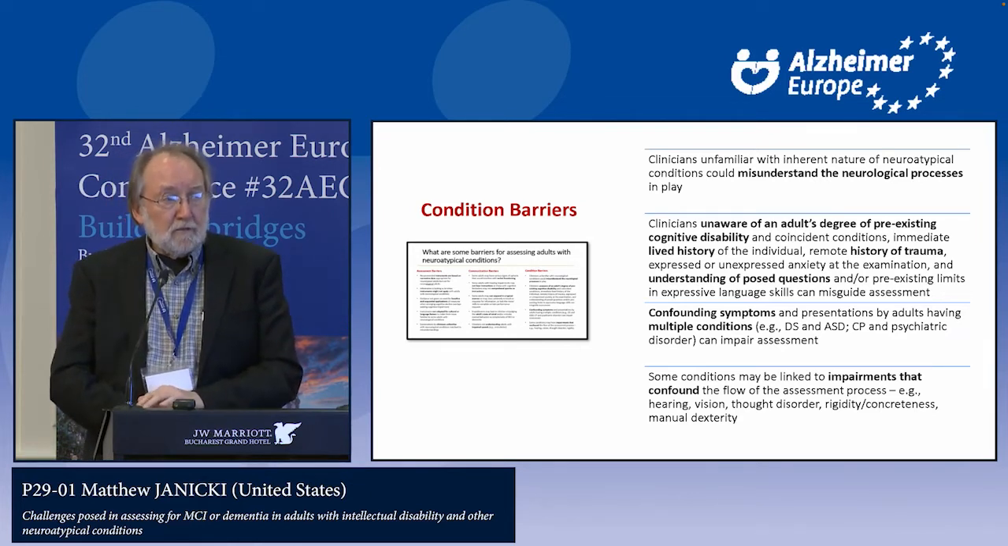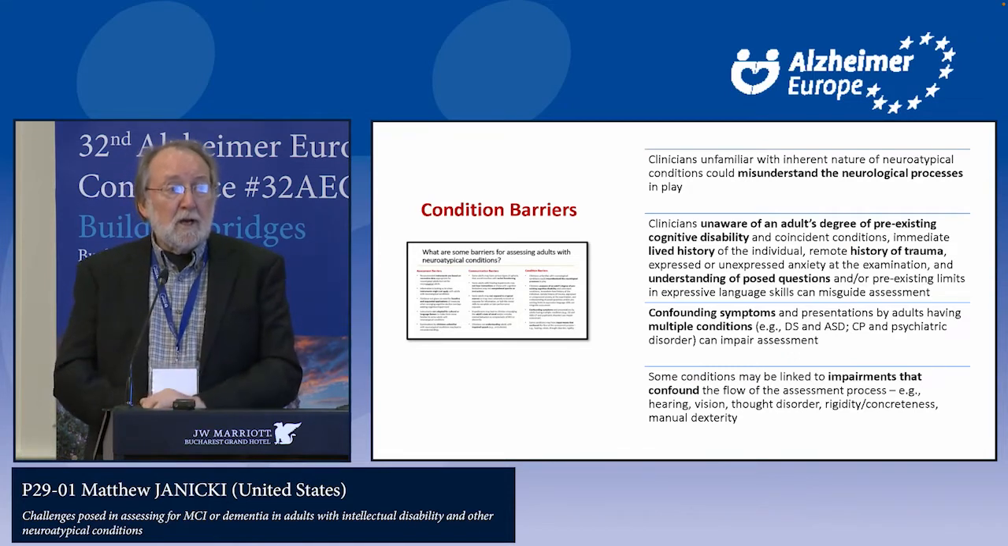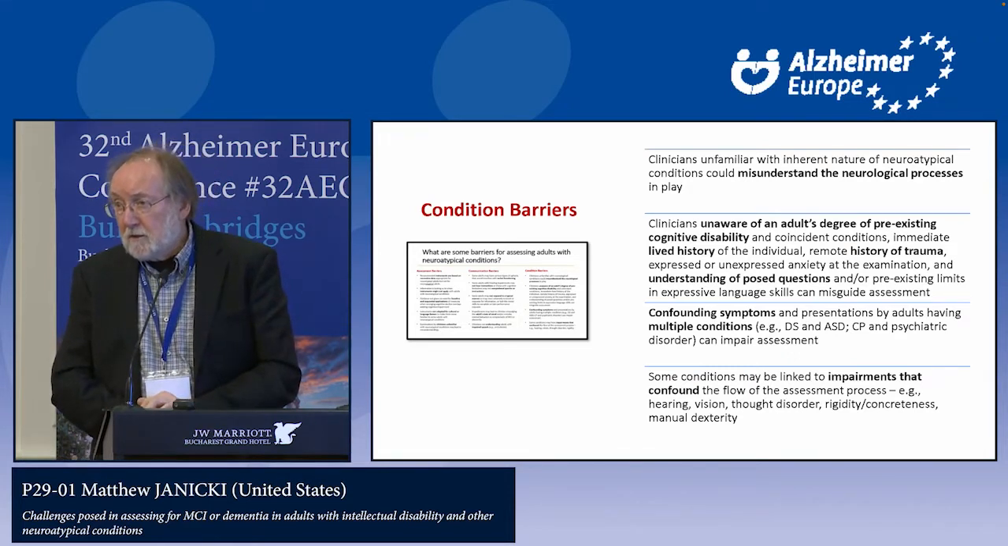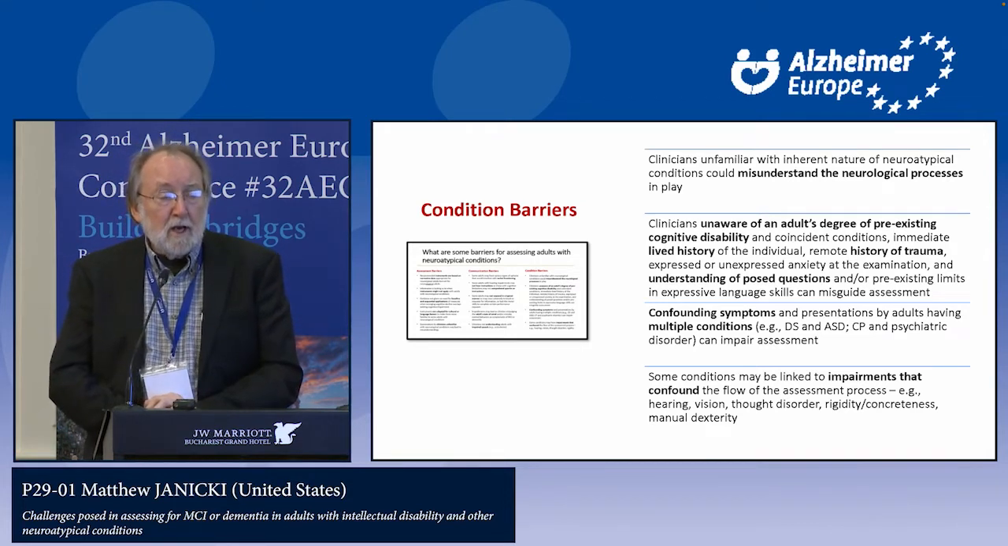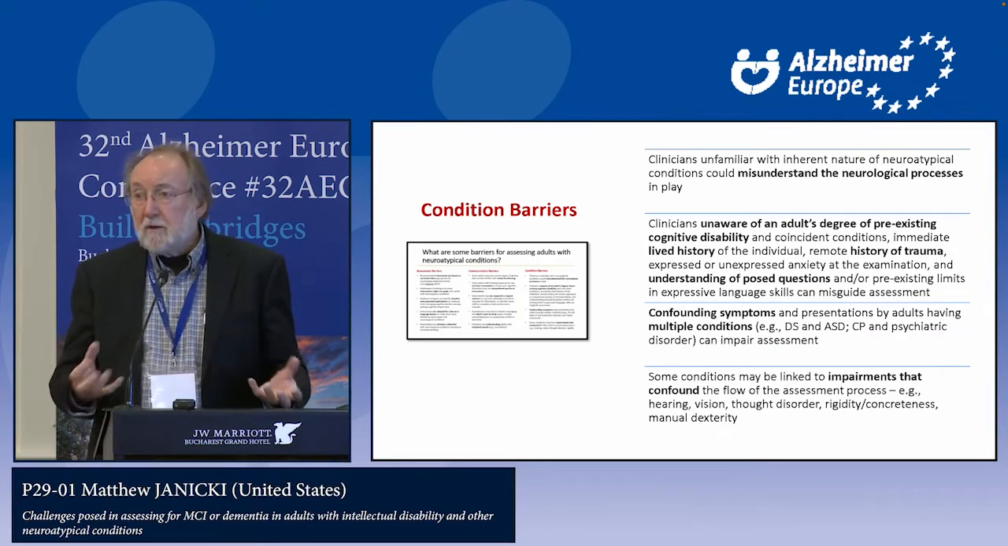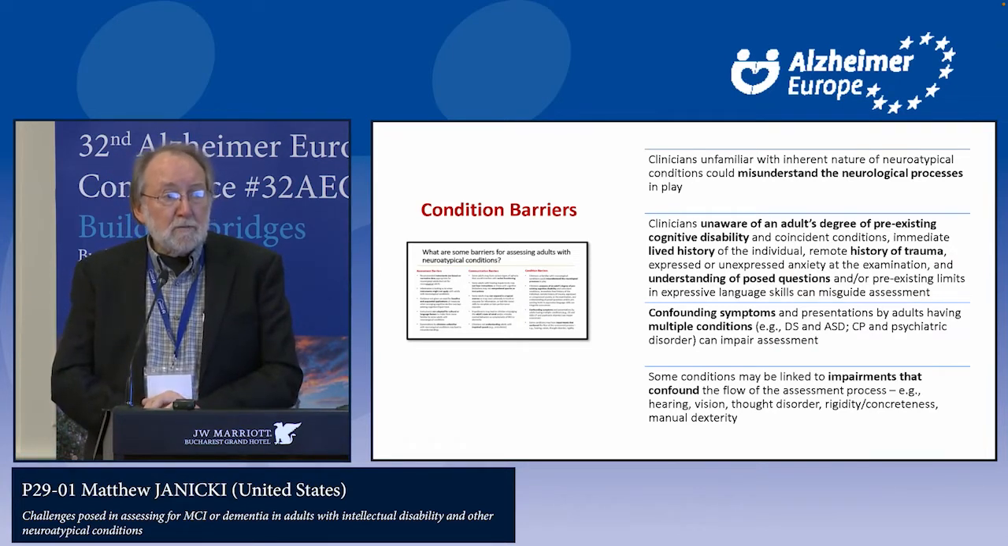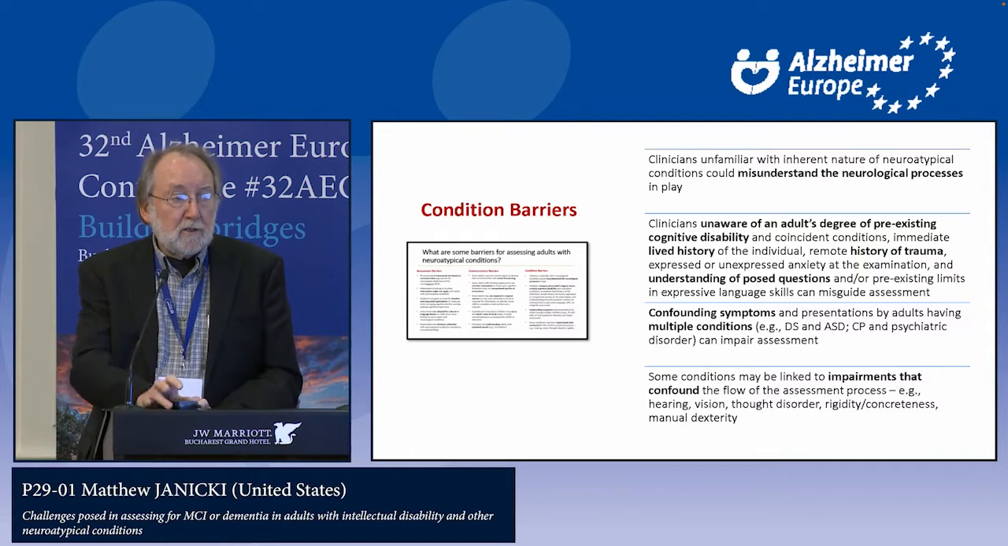And then dealing with confounding symptoms and presentations by adults having multiple conditions. For example, a person who has Down syndrome and ASD, has autism, a person who may have cerebral palsy and a psychiatric disorder. These may impair assessment. And then some conditions may be linked to impairments that confound the flow of the assessment process. For example, hearing, vision, thought disorder, rigidity, concreteness, and manual dexterity.